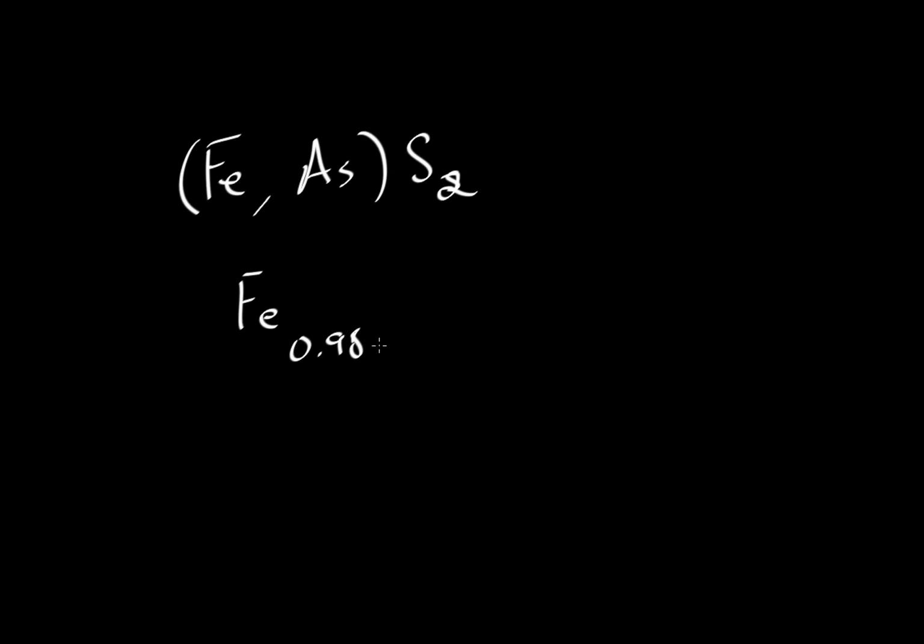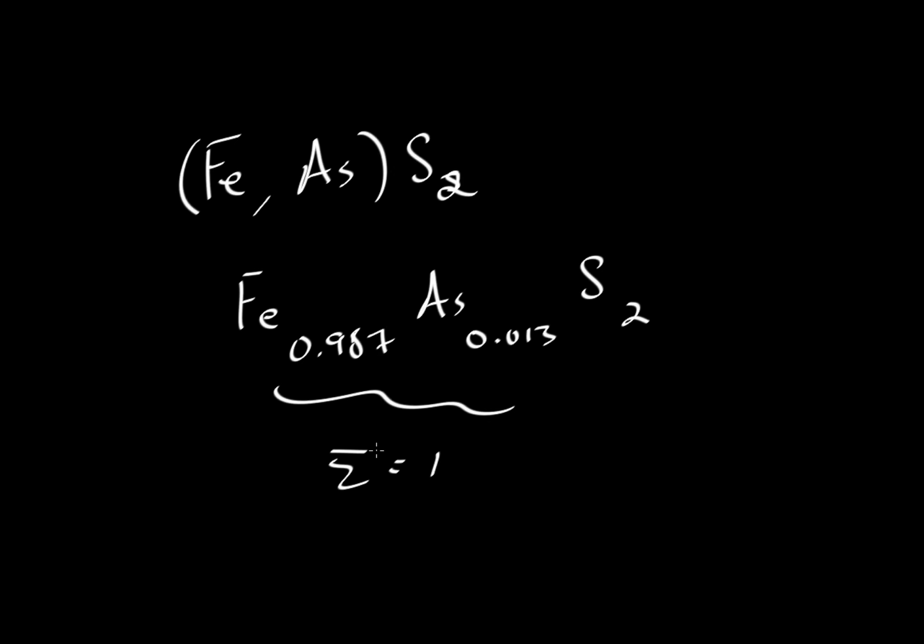Let's erase the chalkboard again. So if we wanted to write a precise formula, not the general formula like this, but instead a precise formula, it should be, for the particular iron arsenic solid solution that we found, iron with a subscript 0.987, and then arsenic with a subscript of 0.013, and then sulfur 2. Notice that these together sum to 1, as we forced it to do when we did the renormalization.